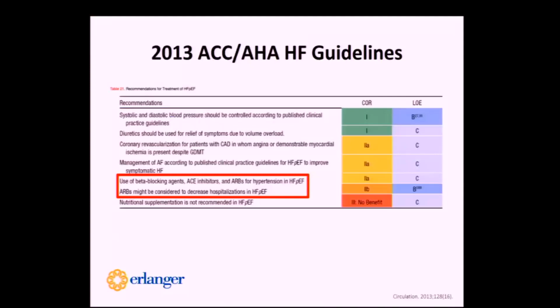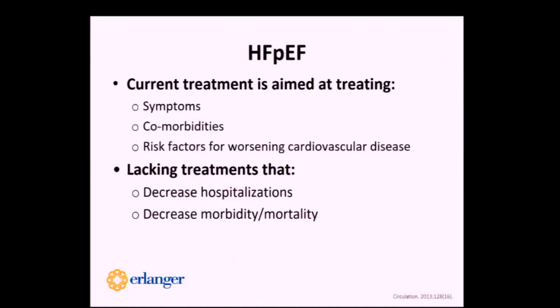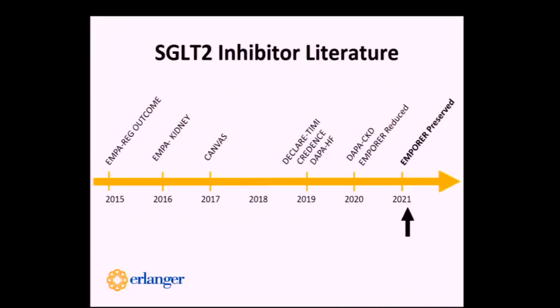So based on the CHARM Preserved trial, there were moderate benefits with ARBs in decreasing hospitalizations for heart failure with preserved ejection fraction, but it's really the only main recommendation we have. So just as a review, the current treatment for this disease state is aimed at treating the symptoms, treating the comorbidities, and treating the risk factors that could lead to worsening cardiovascular disease. But there's really lacking treatment that decreases hospitalizations and decreases mortality and morbidity. So that was until 2021.